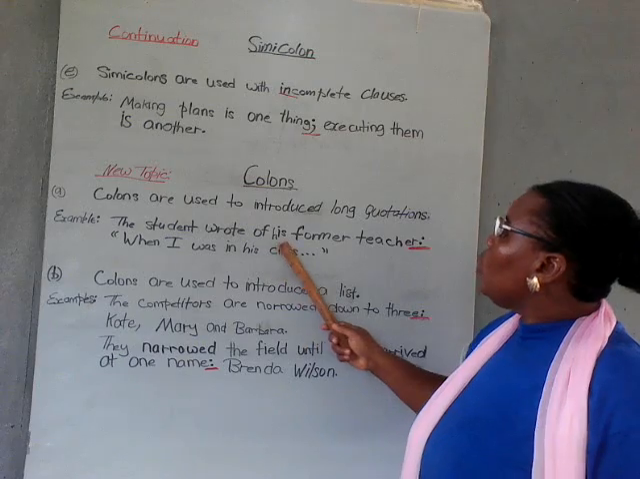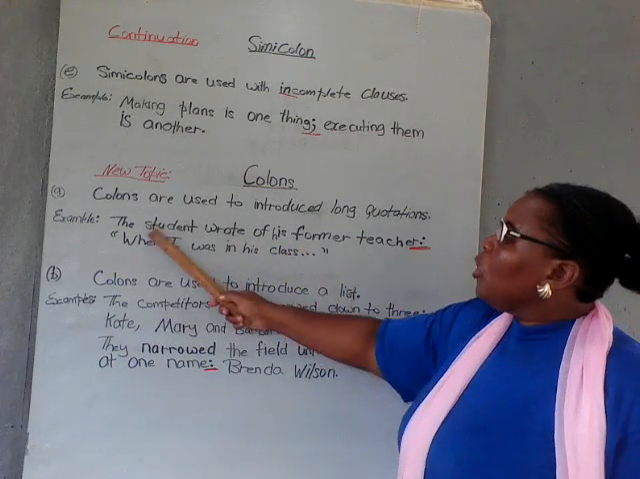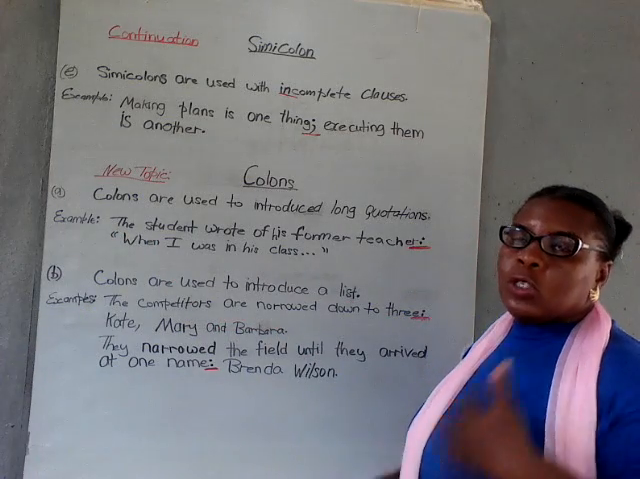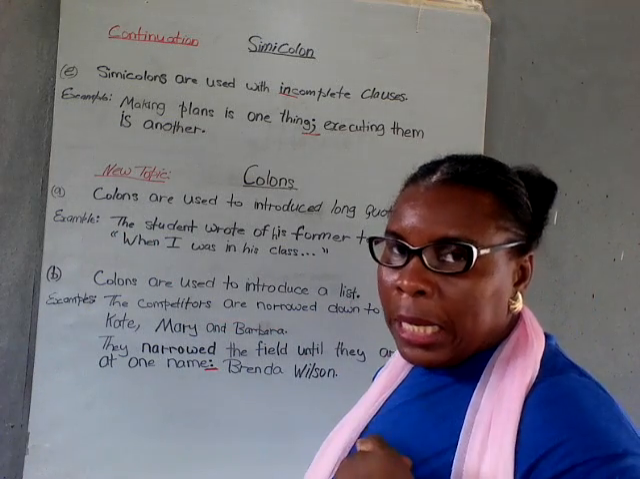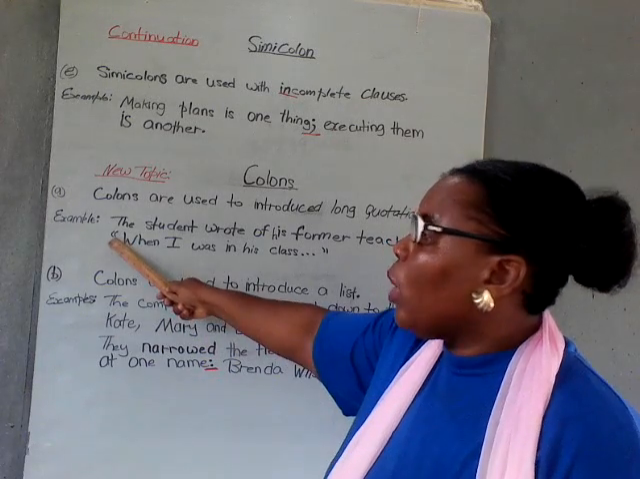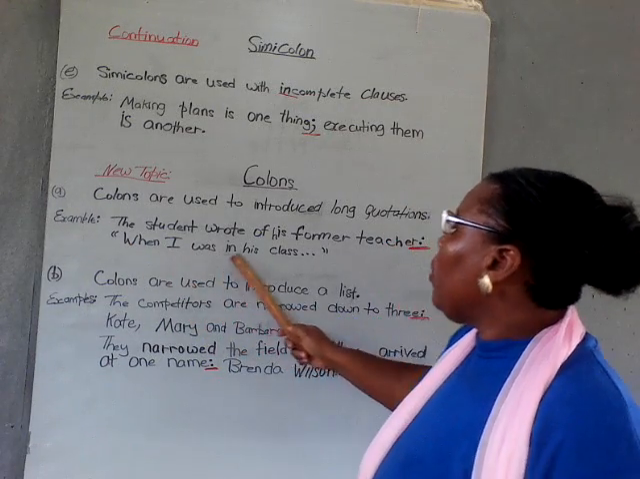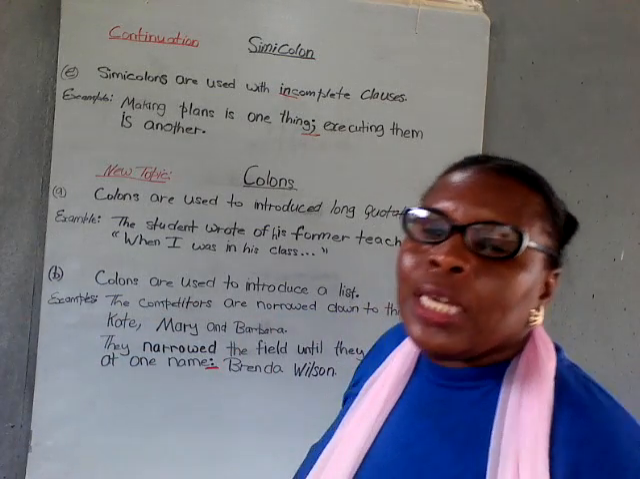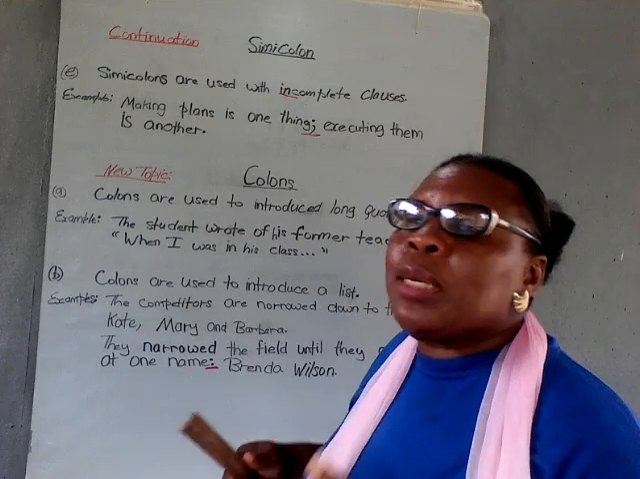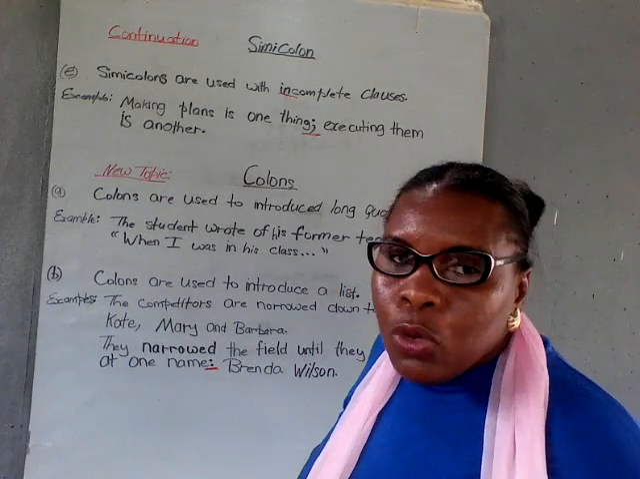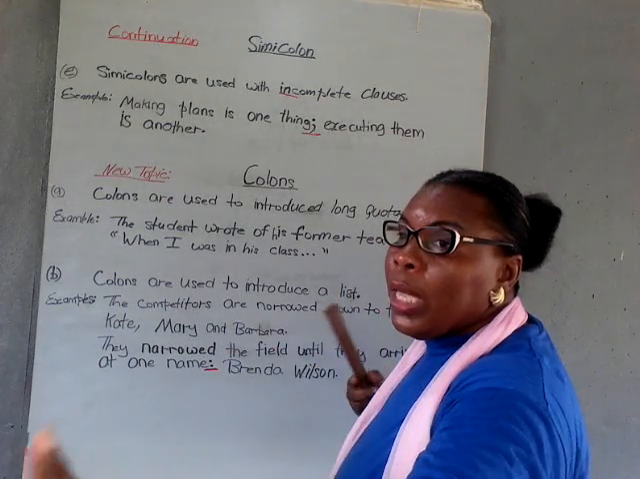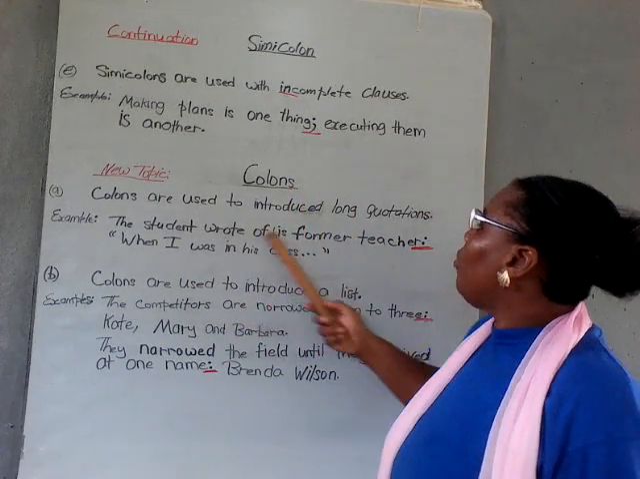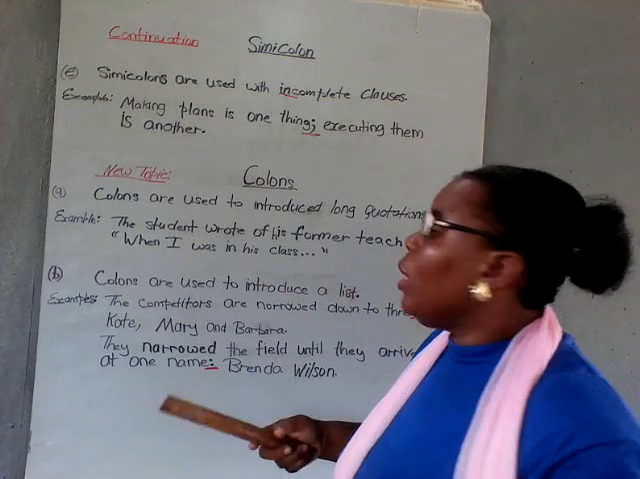Example: the student wrote of his former teacher. So you put a quotation mark because he's going to talk about the teacher. He's speaking and he's telling about the teacher. So that is why you use the quotation mark. "When I was in his class, the children were rude, disruptive, and he was very strict, or he didn't pay much attention to the students, even though they were rude." So you're going to give a long piece of information about what happened. So you're going to use colons whenever you're giving long information in a quotation mark.